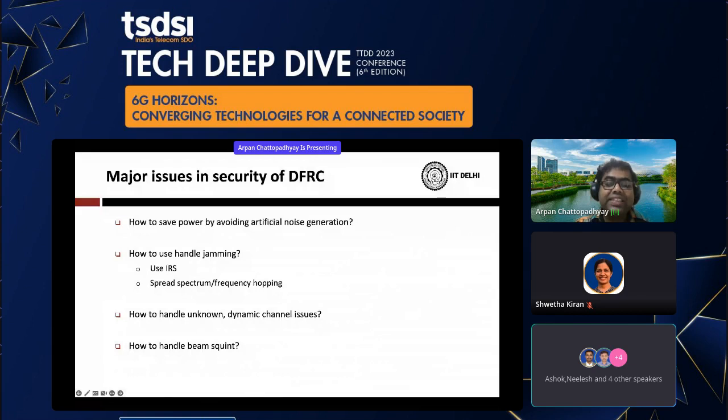The environment is typically highly dynamic, because users and targets can be moving. And so the question is how to handle unknown and highly dynamic channels. Another interesting question is, if you are operating in the wideband regime, then how to handle beam squint and other such issues.